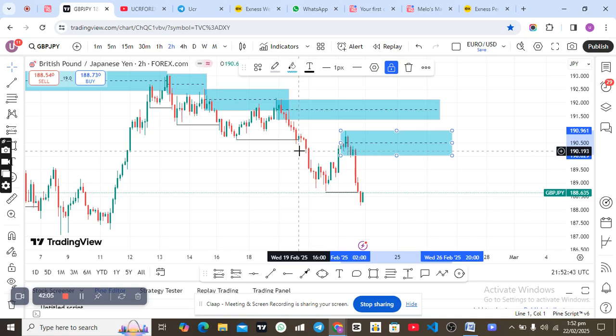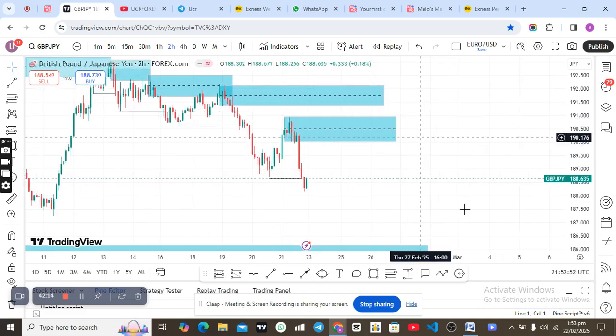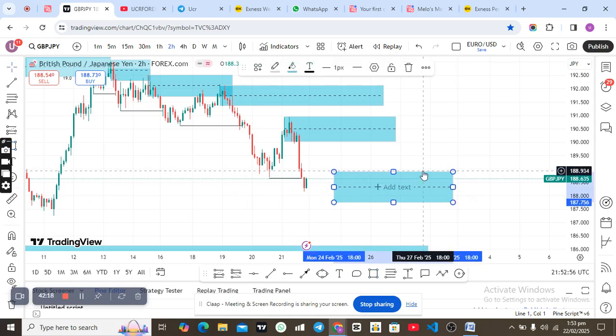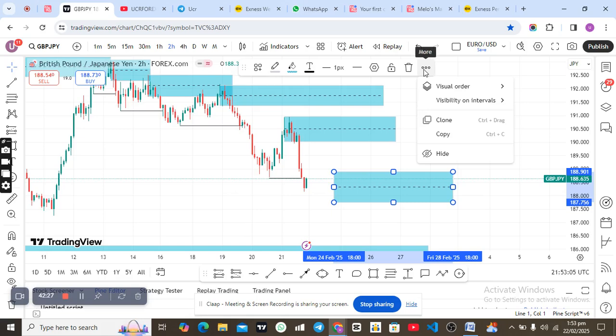So what about that part I said about refining a zone? Refining a zone, everybody that is watching this video, please, whenever you mark out a rectangular tool like this, I want you to click on that rectangular tool, even on your phone, click on it. The moment you click on it, on your phone, you might not see a certain icon like this. Just click on these three dotted icons.